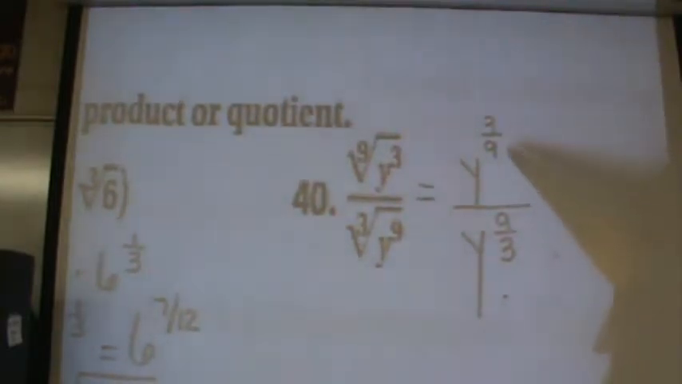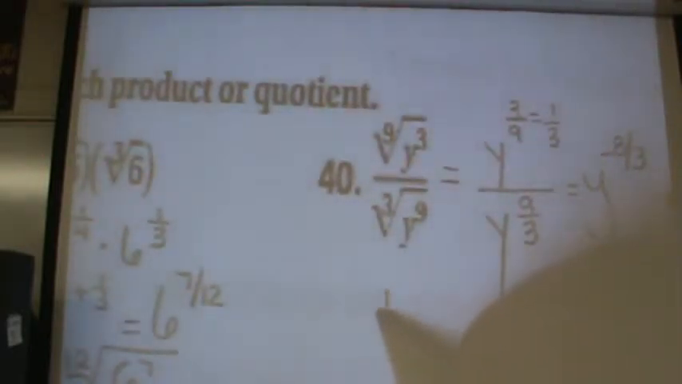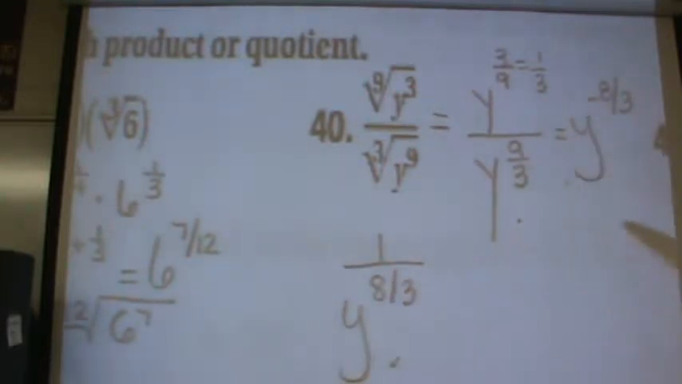Now, can I reduce this? What's another name for 3/9? 1/3. Good, 1/3. Now, are these the same denominator? So what would you get if you subtracted 1/3 minus 9/3? Good, -8/3. Which is really 1 over y to the 8/3.